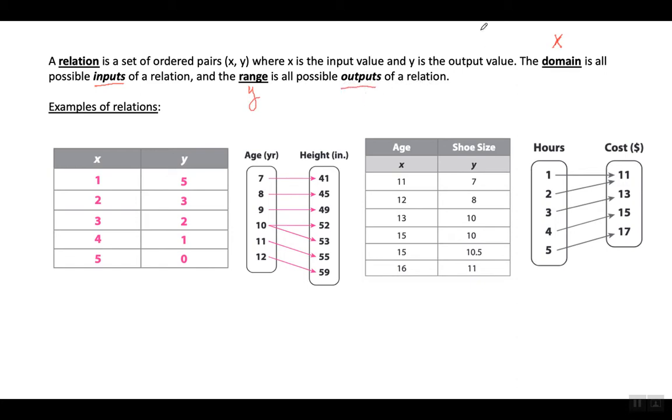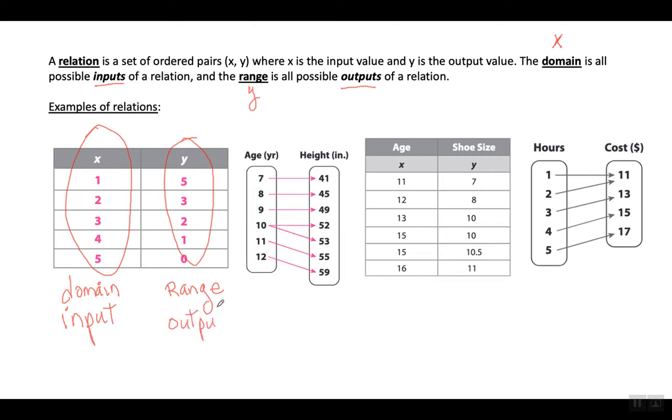If that doesn't make sense, just wait one moment. But all the x coordinates are always the domain. And these are also called the input values. They're the input in a relation. And all the y coordinates, I missed that 0, are always the range, and these are always the output values.